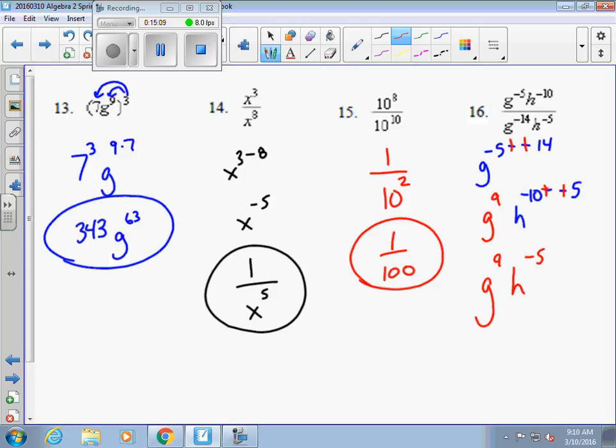It's got to ride the elevator. G to the ninth can stay right where it is. So G to the ninth stays on top. H to the negative fifth goes down and becomes H to the positive fifth.